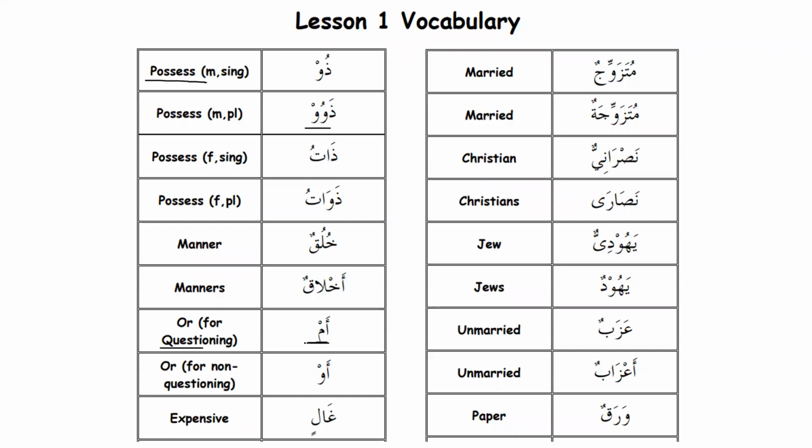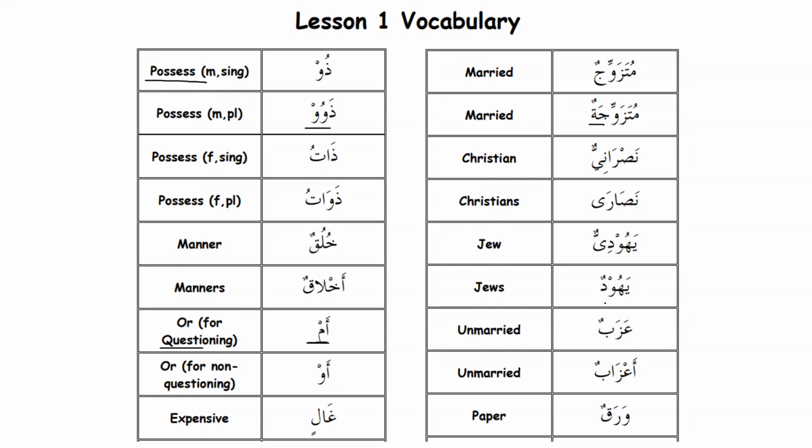أَنذَرْتَهُمْ أَمْ لَمْ تُنذِرْهُمْ, right? So we have many examples of أَمْ in the Quran. And the example of أَوْ that I gave you was خُذْ هَذَا أَوْ ذَاكَ, take this or take that. Expensive means غَالٍ. Then we have مُتَزَوِّجٌ, married, and مُتَزَوِّجَةٌ, married for masculine, and this is for feminine, تَمْرْبُوطَة, as we know. نَصْرَانِيٌ, Christian, and the plural of نَصْرَانِيٌ is نَصَارَى, Christians.